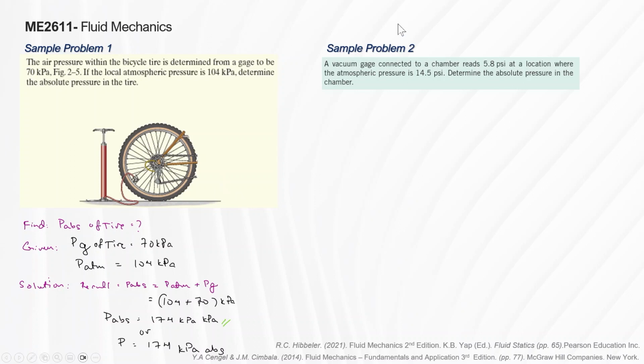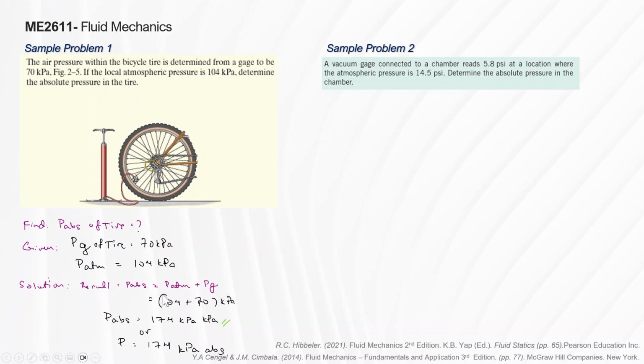Let's try another one. A vacuum gauge connected to a chamber reads 5.8 PSI. We already have a clue that, since this is a vacuum gauge, the gauge pressure should be negative. This is at a location where the atmospheric pressure is 14.5 PSI. We're talking about English units. Determine the absolute pressure in the chamber.